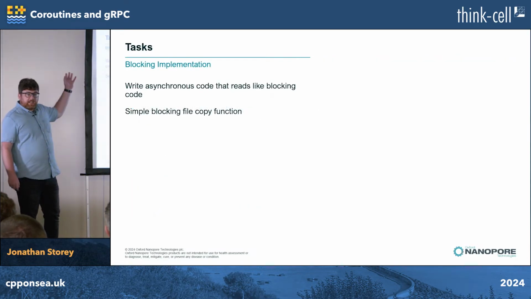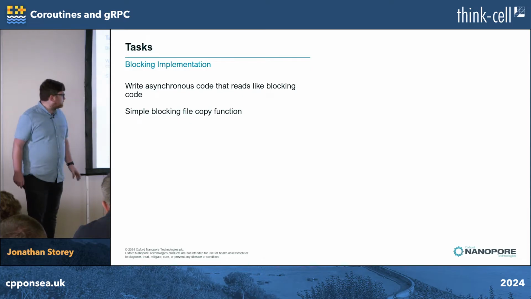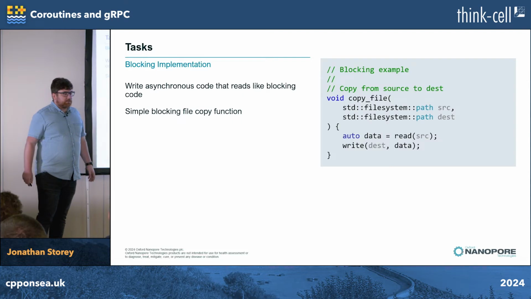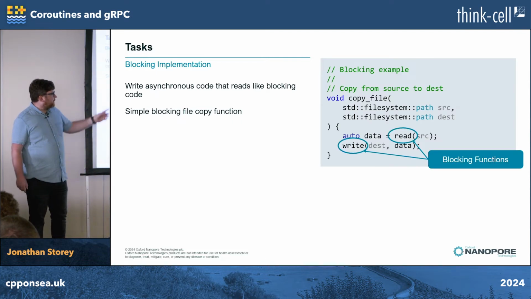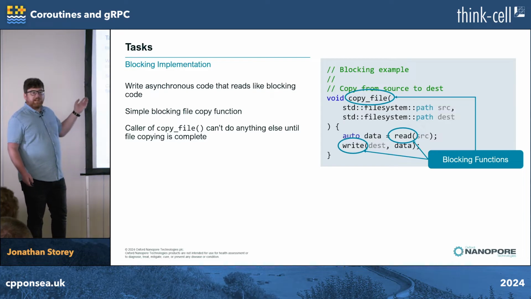So we're going to look at tasks, and tasks allow you to write asynchronous code that reads like blocking code. So you get the performance of asynchronous implementations without having to have all the callbacks everywhere. And we're going to write a simple blocking file copy function. So this is my toy function. You've got a blocking read, a blocking write, and copy file overall is blocking. So when you call copy file, the caller can't do anything else until the file has completed copying.